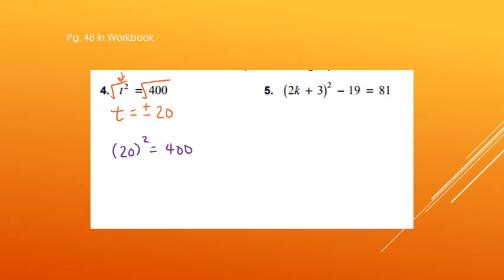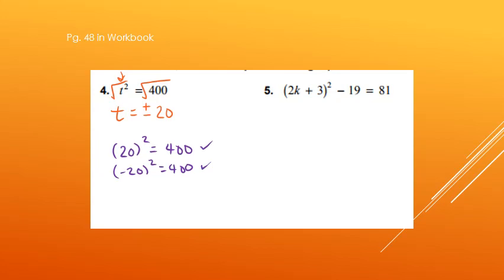So is 20 squared equal to 400? Yes. Well, we can't ignore the fact that negative 20 squared is also 400. So we can't just assume always positive answers. Sometimes we might have negative answers.